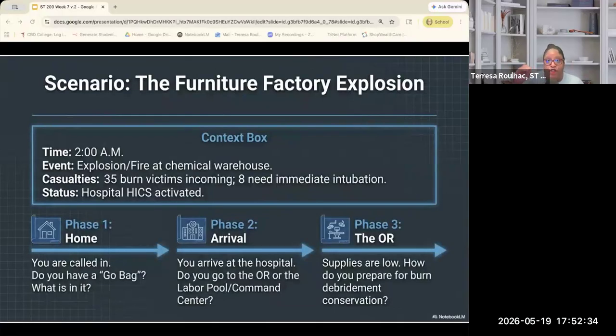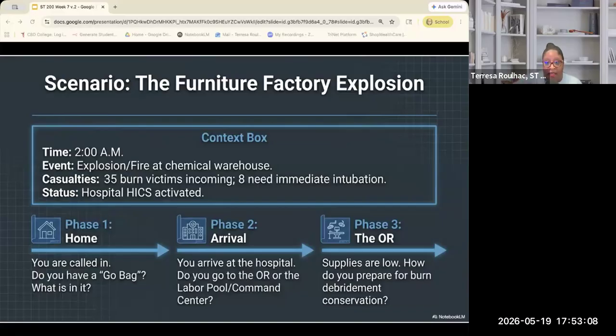So, furniture factory explosion. Okay. You're asleep, doing your thing. But you're on call. The phone rings. Explosion and fire at a chemical warehouse. 35 burn victims incoming. 8 need immediate intubation. The hospital, HICS, has been activated. This is not theoretical anymore. You're in it.